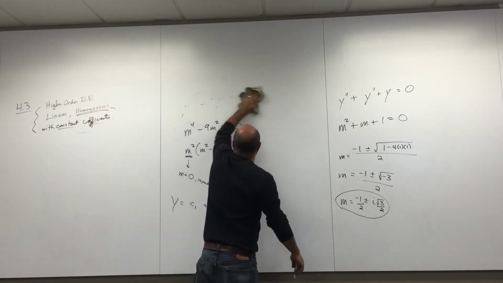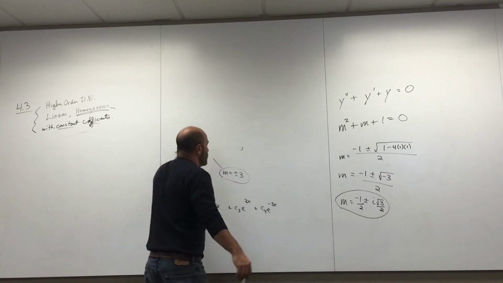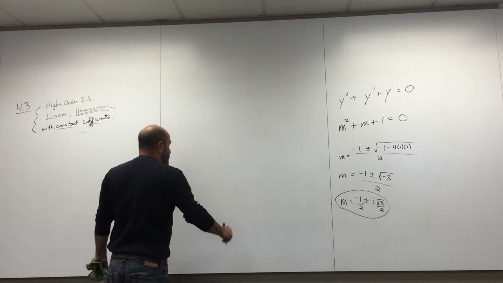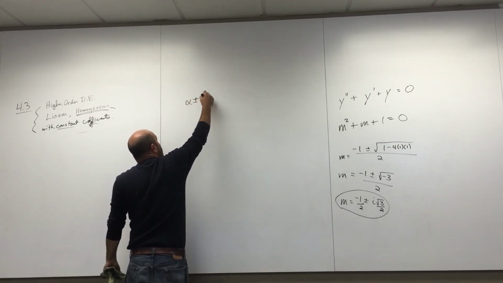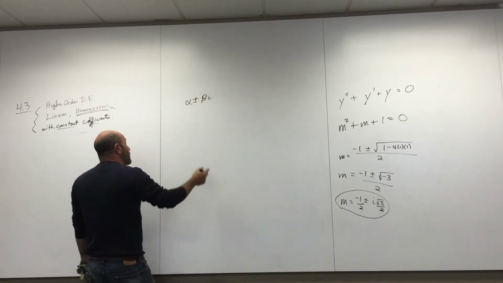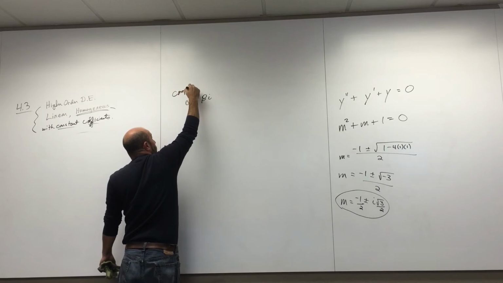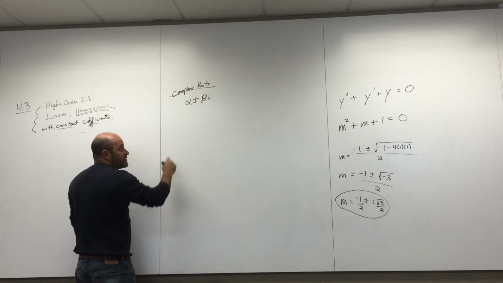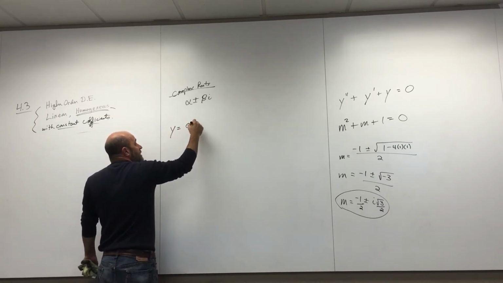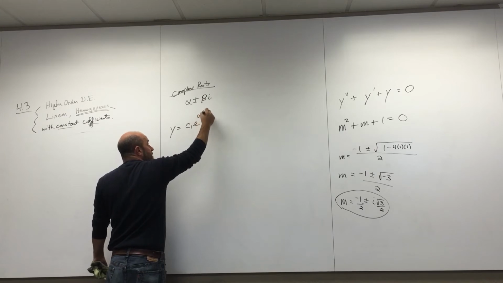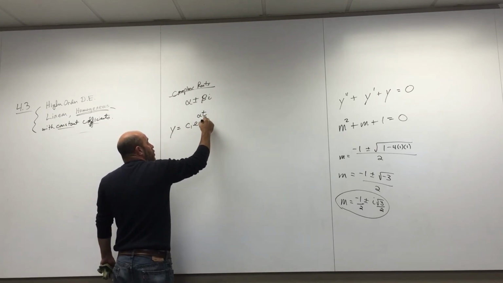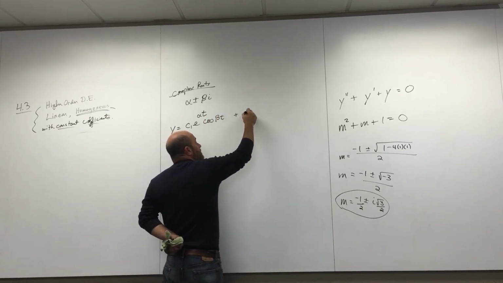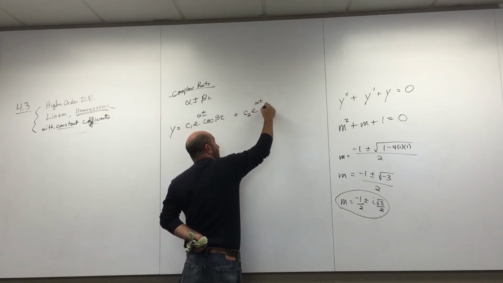Well, guess what? How do you write your answers when you have imaginary roots? I guess I'll just tell you. If you have alpha plus or minus beta i, this is how the notes are. When you have complex roots, alpha plus or minus beta i, we write our answer like this: C1 e to the alpha t cosine beta t plus C2 e to the alpha t sine beta t.